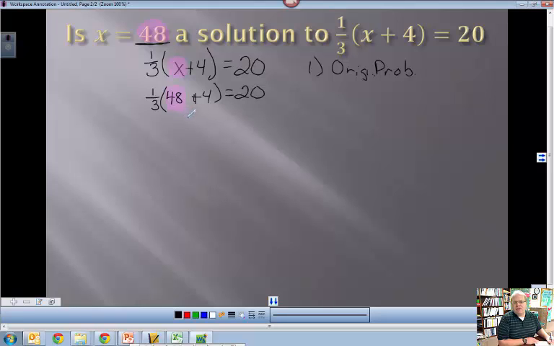Now I'm going to go through my order of operations. So I'm going to work on the inside of my parentheses. So 48 plus 4 is going to be 52. And then I'm going to multiply this through, so I have 52 divided by 3, and I want to see if that equals 20 or not. Well, I don't know what it is, so I'm going to divide it out.